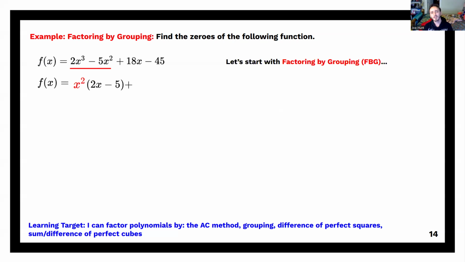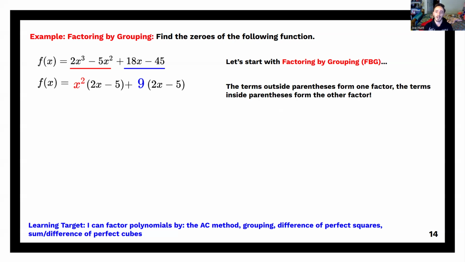So as an example, let's say I want to focus on the first 2. If I got 2x to the third minus 5x squared, I notice that I can take an x squared out of both of them, and it's going to leave behind a 2x minus 5. If I look at the next 2 terms, 18x minus 45, I've got to find something that I can take out of both of them to leave behind 2x minus 5, and that happens to be a positive 9.